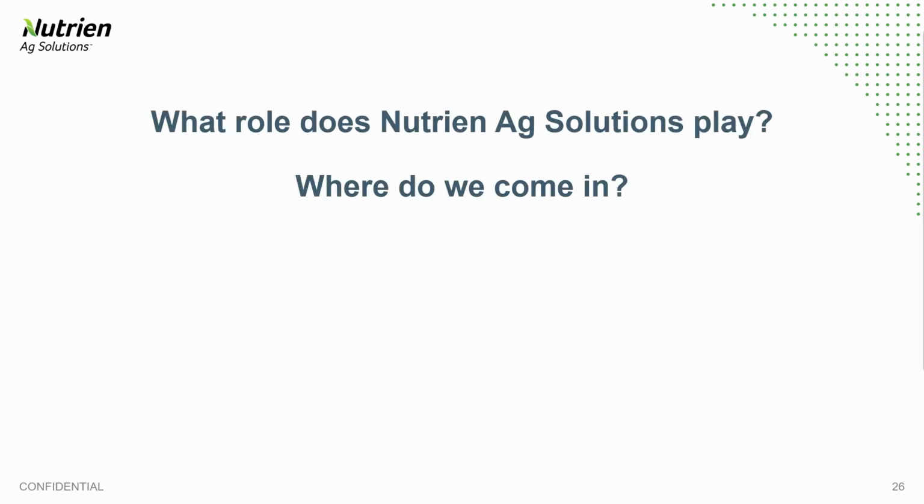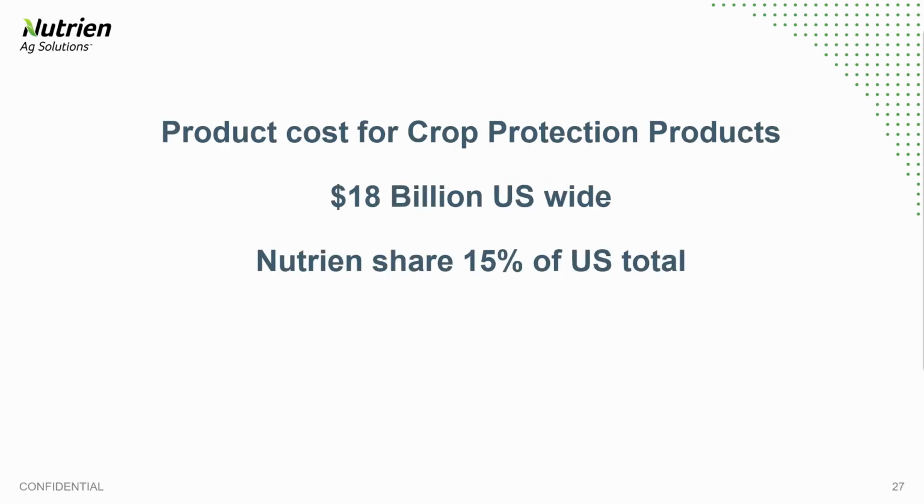So, for Nutrien, what role do we play? What role does digital ag play? Well, we help the grower get the crop protection products they need. The amount of pesticide products sold in the United States is somewhere around $18 billion for all agricultural crops. Nutrien's share of that is about 15% of the U.S. total. So there is plenty of opportunity for progress to be made.